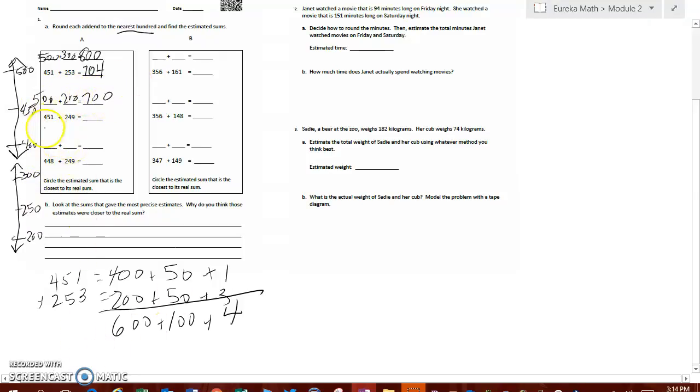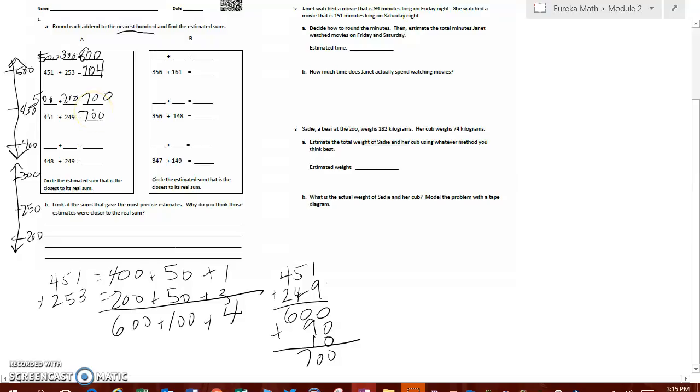Now I've got to add 451 plus 249. All right, so I'm going to set that up over here. 451 plus 249. This time I'm going to use partial sums. 400 plus 200 is 600. 50 plus 40 is 90. 1 plus 9 is 10. So I'm going to add that together. I get 690 plus 10, that's 700.